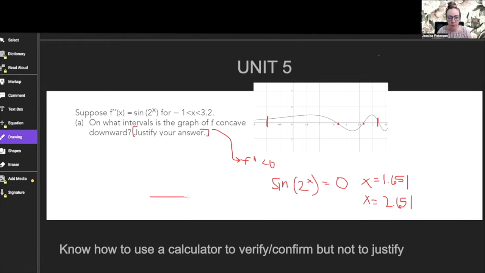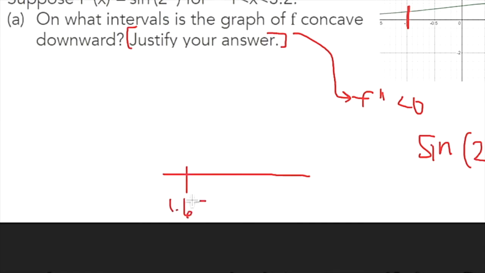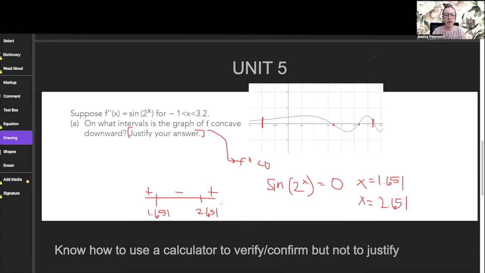And the best way for them to see that visually is with a nice little number line. We can throw our two values of x where we found that they were 0, and we can show that it was positive before, negative in the middle, and positive after. And this allows us to actually show what our answer is.